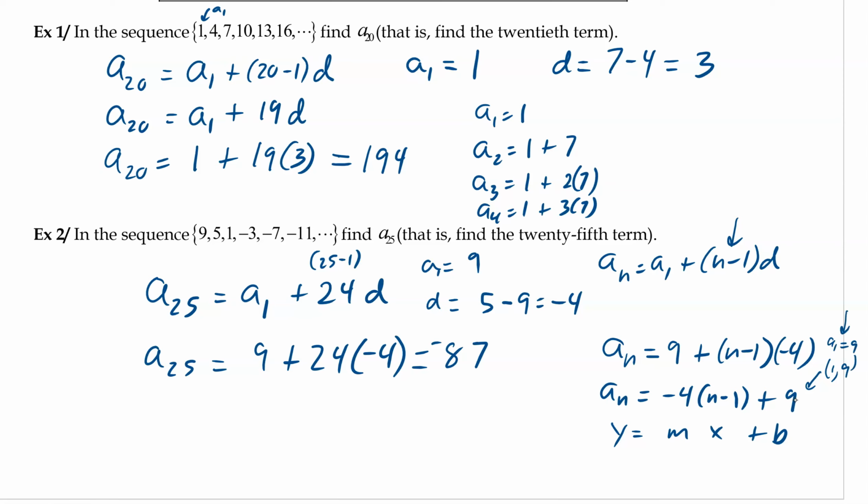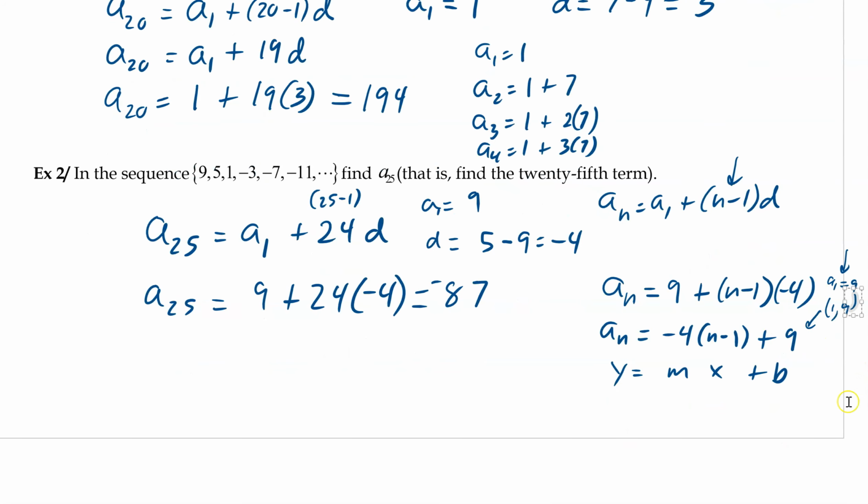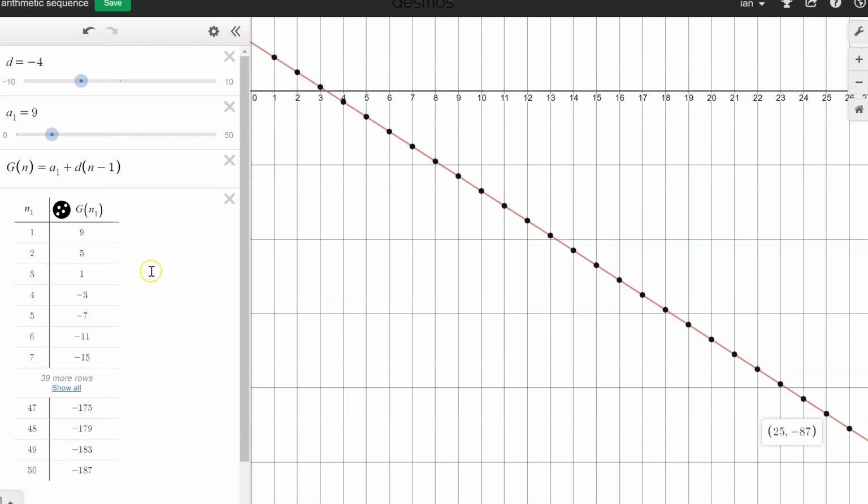So when you look at this general term and these terms that you have, it's really an x and y coordinate, right? We get our x and we get our y. That's the x and that's the y. So let's look at Desmos. If you look at it, you can see that it is linear. These are all the general terms. A sub 1 is 9, a sub 2 is 5, a sub 3 is 1. This is how we follow it. And you can see that 25 is negative 87.